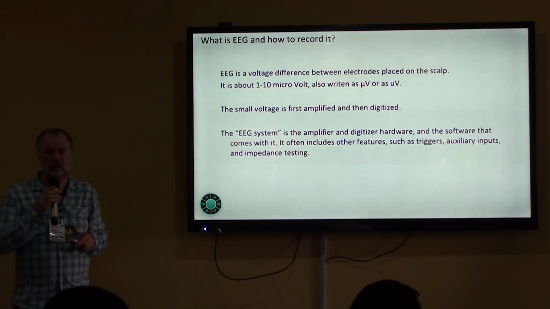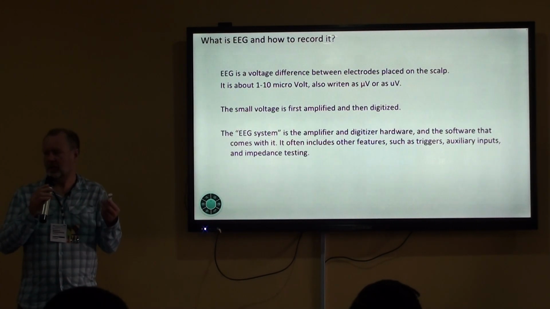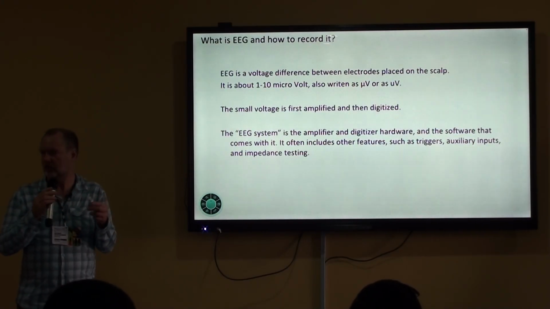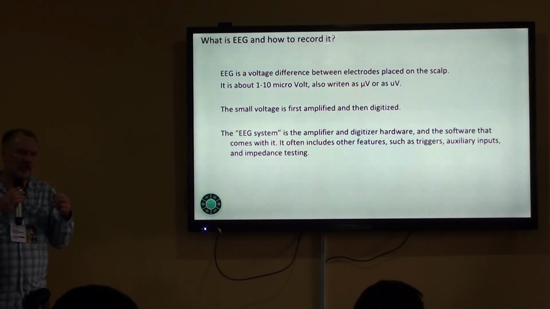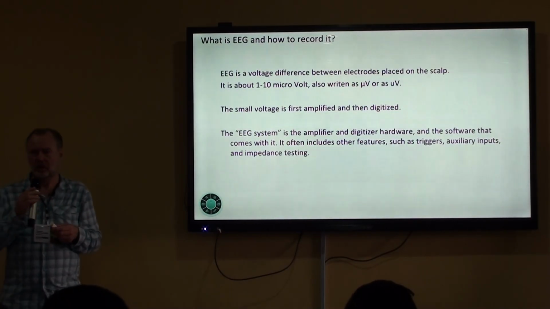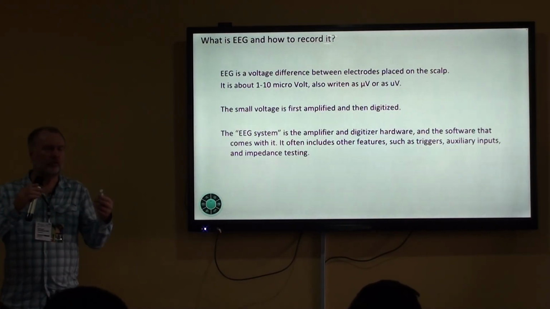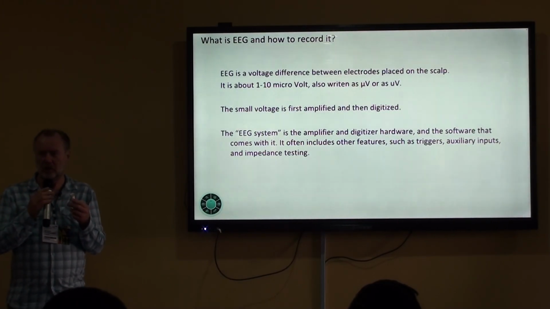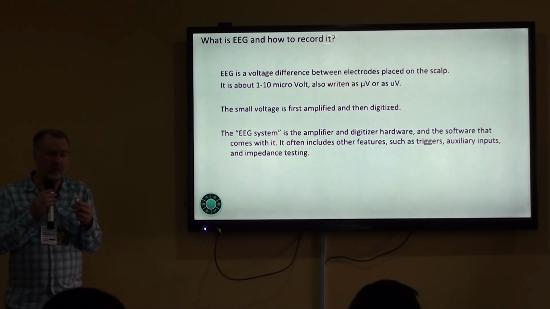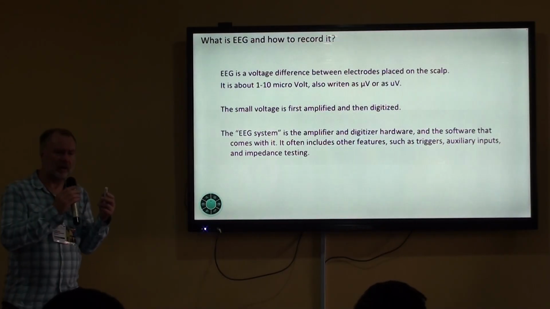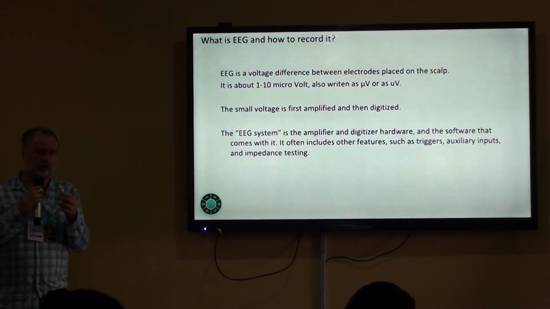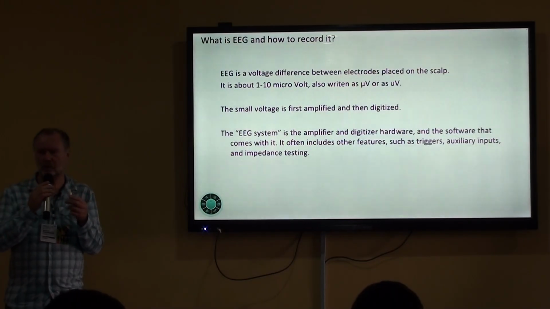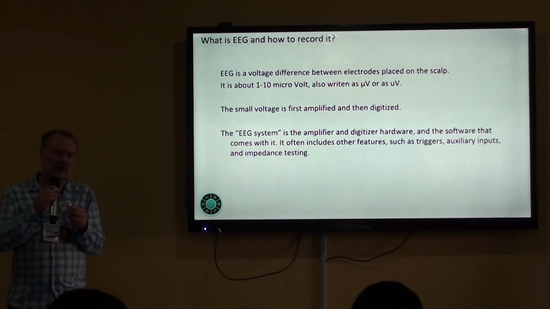So these small voltages on the scalp, they're amplified and then digitized. And this amplification and digitization are important concepts. And the EEG system as a whole is the amplifier and digitizer, which is usually nowadays combined in a single device. So when I started with my PhD, I still had a separate amplifier which was connected to an analog to digital converter box. But nowadays it's usually integrated into a single box, which then connects to the computer.